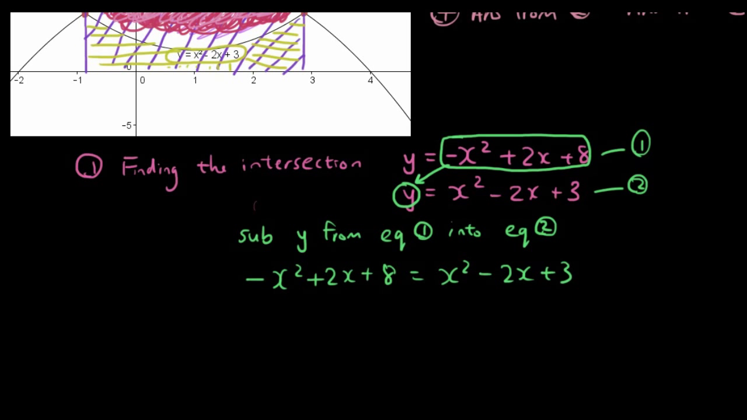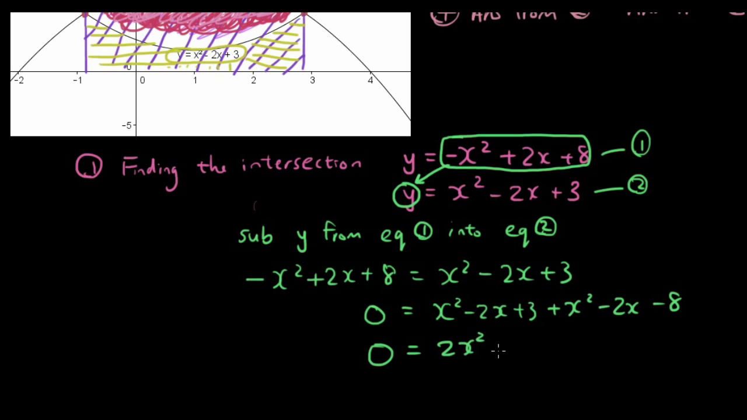So let's rearrange the equation. Let's put everything on the right hand side. So we have 0 equals x squared, plus x squared minus 2x minus 8. I have moved everything on the left to the right, and then I'm going to combine them. So 0 equals 2x squared minus 4x minus 5.